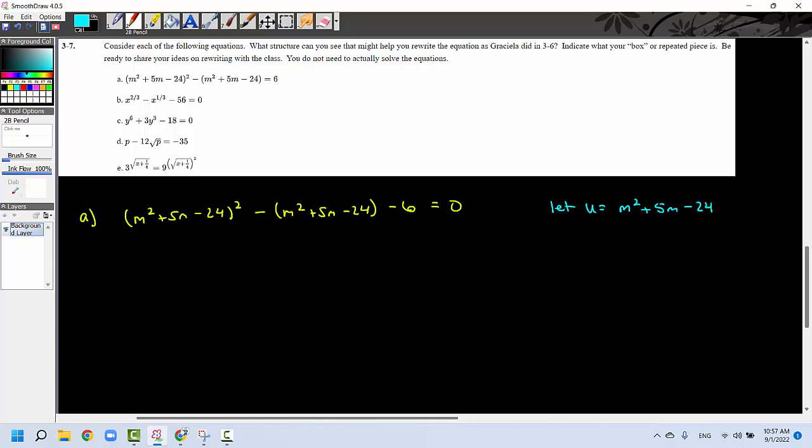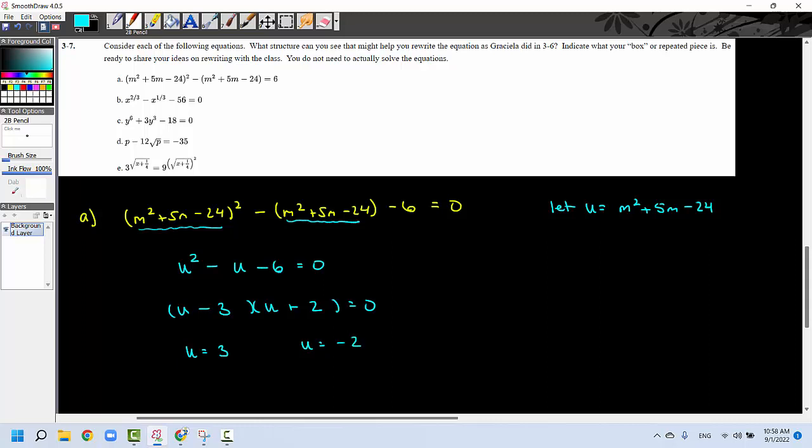Now, why did I do that? It's because instead of this whole nasty thing being squared, I really just have u squared now. Minus, because the minus was always there. Again, this whole thing here, which is exactly like the one before, u, and then minus 6 is equal to 0. This is now a rewritten, a lot more palatable equation to solve because we have done this several times in Integrated 2, where we have u minus 3 times u plus 2, and now what I get is u equals 3 and u equals negative 2.